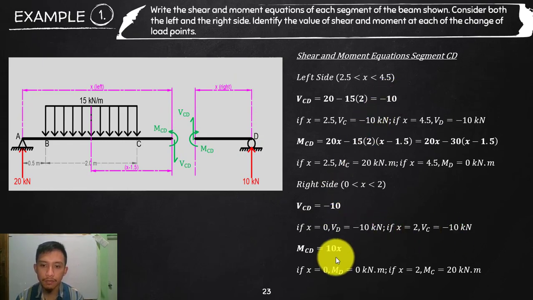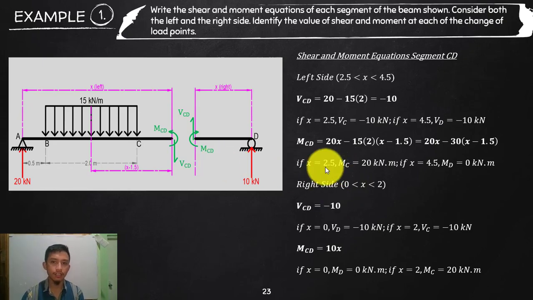Now moment, so that is the only force that I will be taking a moment of, which is counterclockwise, which is positive. 10 times the distance x. So 10x. Substitute. I want to get the moment at D, so 0. Moment is 0, which is the same as that. Moment at C, what is that distance from D? It is 2. Substitute, and that will be 20, the same as what we established using the left side. Okay, so those are now the shear and moment equations of your example 1.